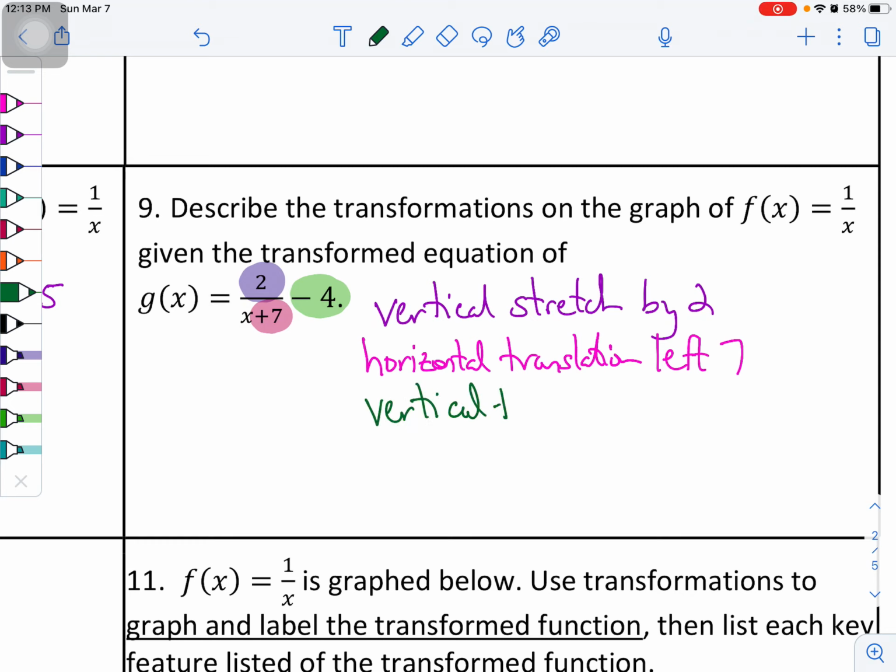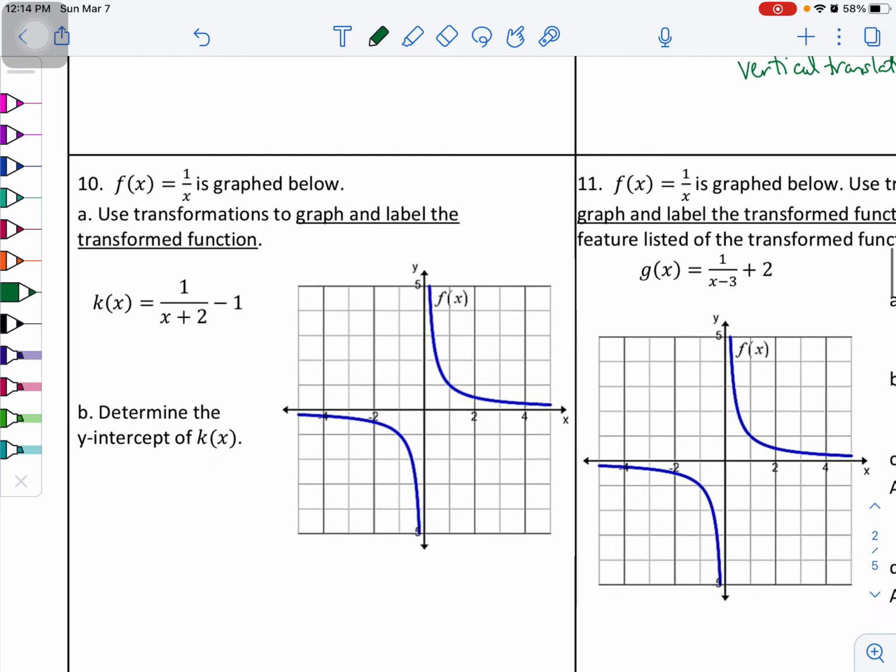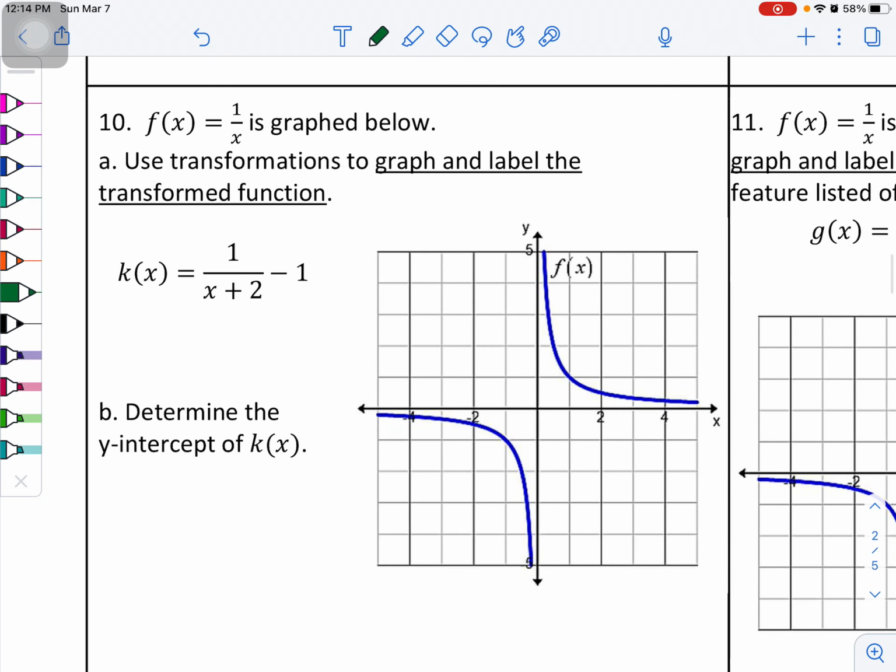And then minus 4 is being attached to the entire fraction. So that's your vertical translation. And that one's pretty straightforward. It says minus, it's going to be moving down 4. All right, problem number 9 is done. Let's see what number 10 has in store for us. Still working with your transformations.